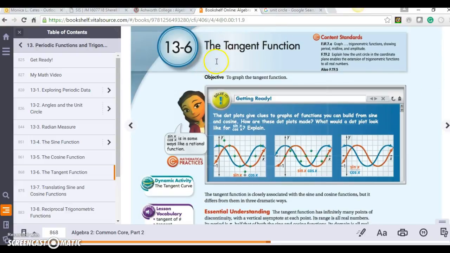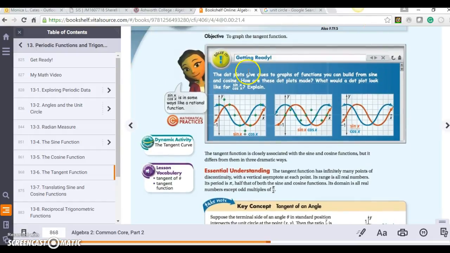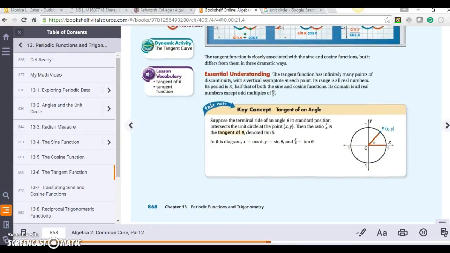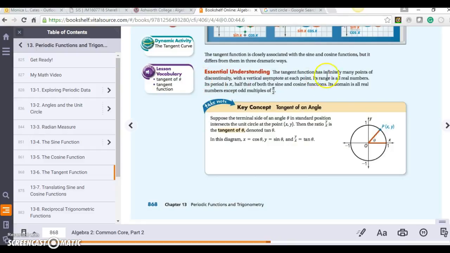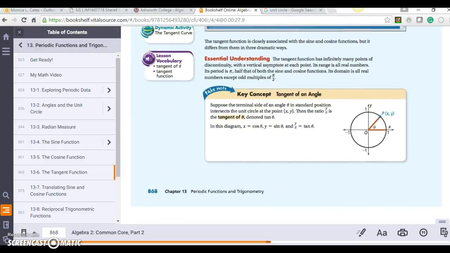Okay, we're looking at lesson 13-6, the tangent function. It says the tangent function has infinitely many points of discontinuity, with a vertical asymptote at each point. Its range is all real numbers. Its period is pi, half of both the sine and cosine function. Its domain is all real numbers except odd multiples of pi over 2 because those are the asymptotes. And we'll show a graph of that later. They don't have one right here yet.